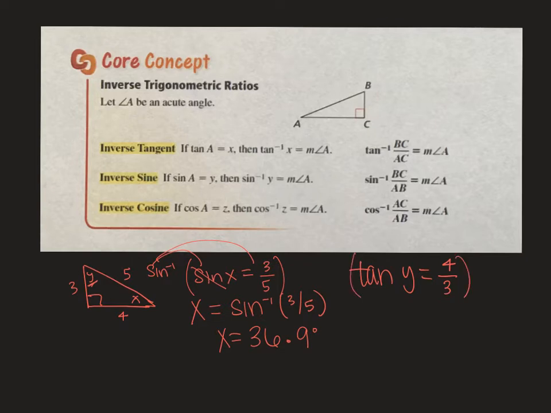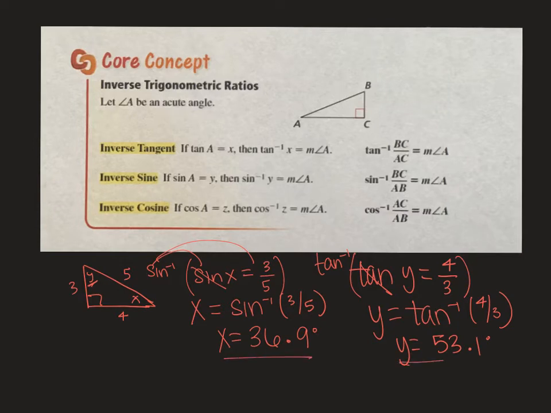Same thing. I want to apply that inverse tangent to both sides. That inverse tangent is going to cancel out my regular tangent. So we've got inverse tangent of 4/3. In your calculator, second tangent, 4 divided by 3, hit enter, which to the nearest tenth is going to give you 53.1 degrees.